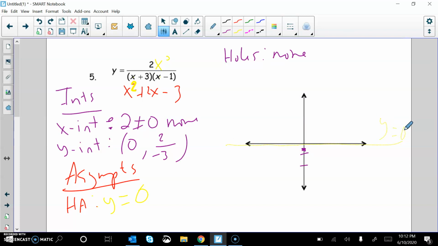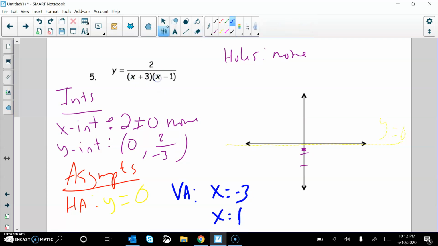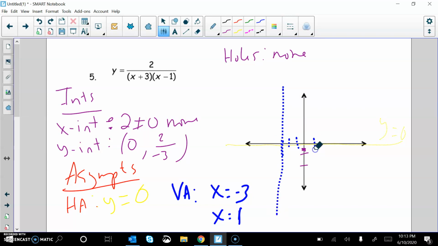Will it ever cross it? Well, set it equal to 0, which is what we did for the x-intercept. And it's never the case, so it'll never cross it. Keep that in mind. So all that's left is my vertical asymptotes. That occurs when the bottom is equal to 0. So plug in negative 3, you get 0. When the bottom, plug in 1, you'd also get 0. Those are our vertical asymptotes. We got 2 of them.